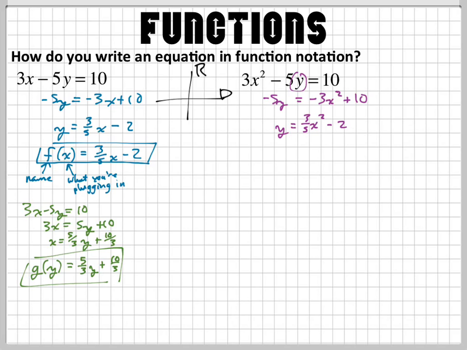So I can name it. Let's see, we used g. Let's use h, the h function. So there's h of x equals 3 over 5x squared minus 2.